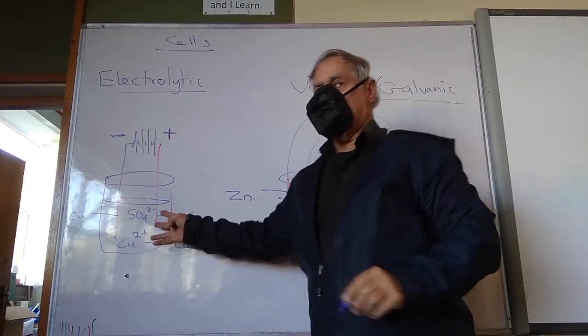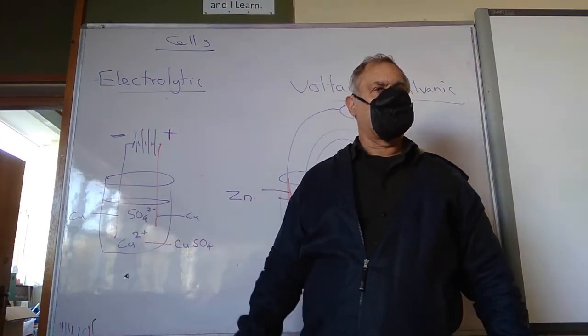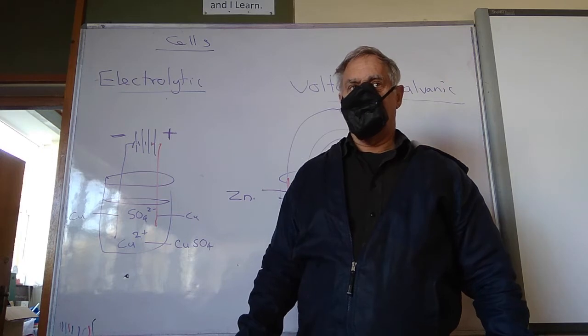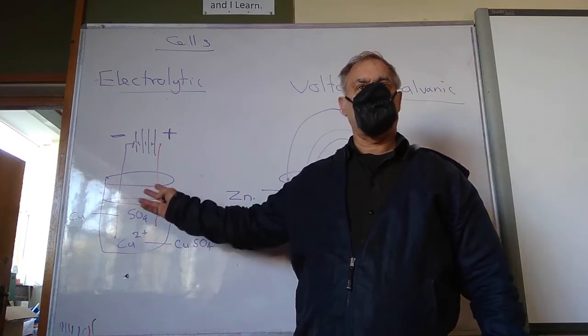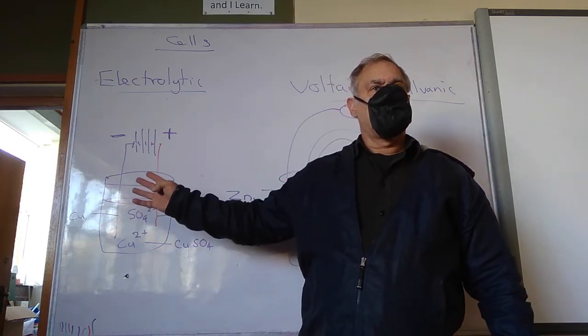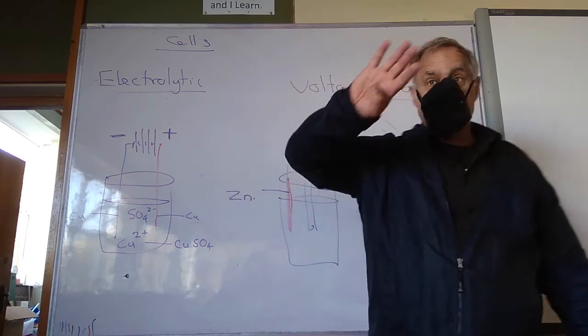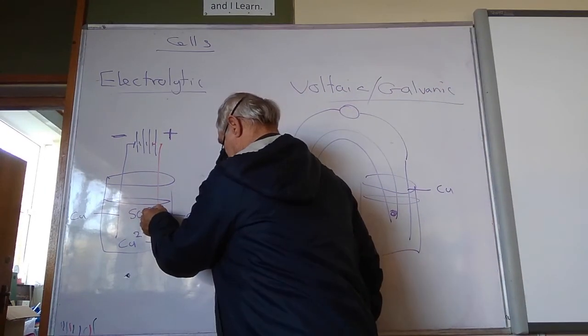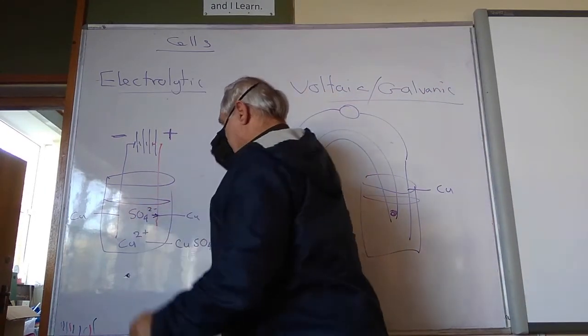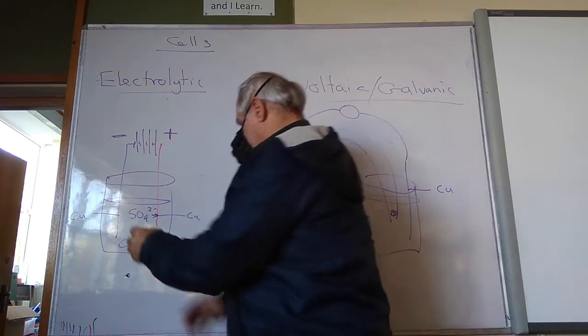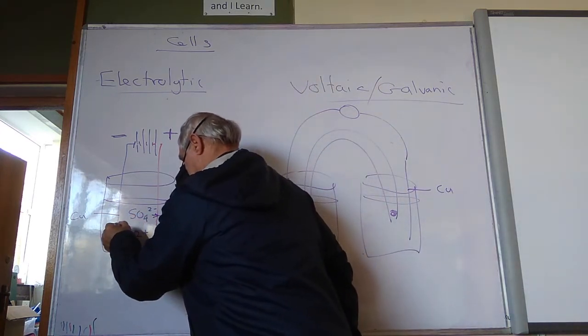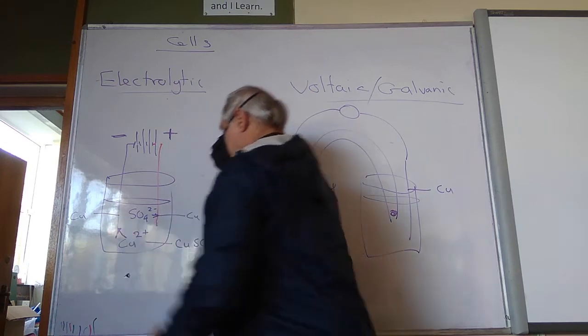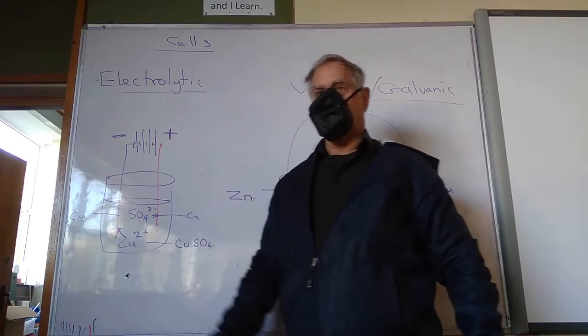Now, which ions are attracted to the positive? The sulfate ions, the negative ions, or anions. And the copper ions are attracted to the negative.